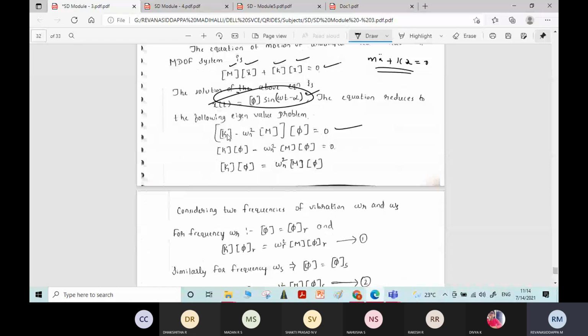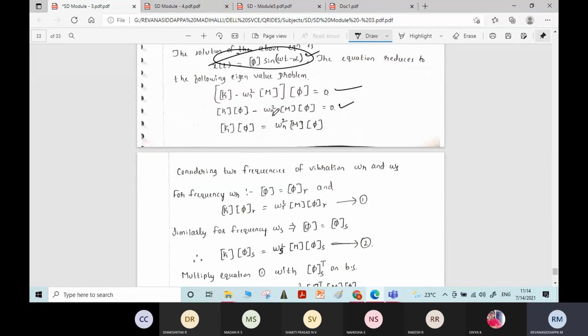(k minus omega n square m) is multiplied with the phi matrix. So it becomes k into phi minus omega n square m into phi equal to 0. Then this minus omega n square m phi is taken to the RHS, so that it becomes k into phi equal to omega n square m into phi. This is the first step.